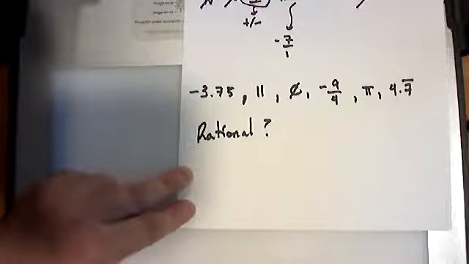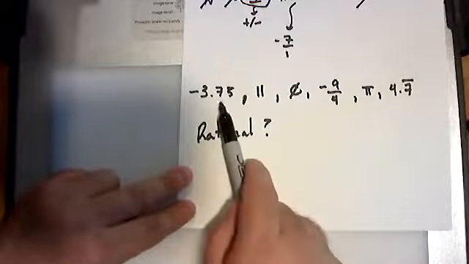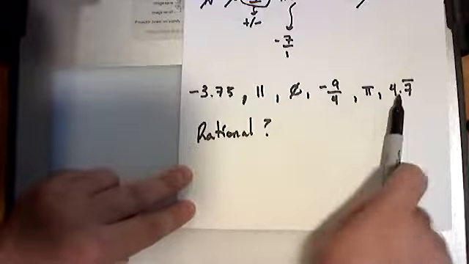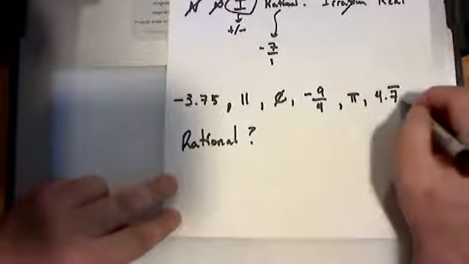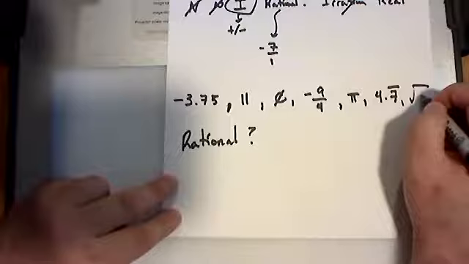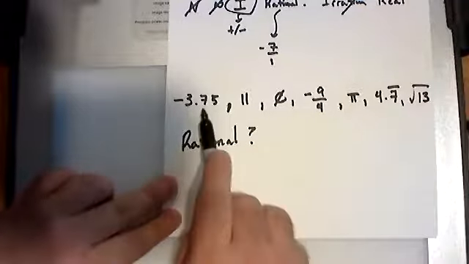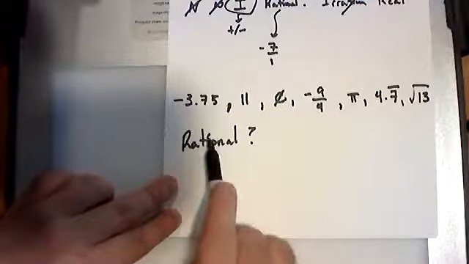So go through and think about each one. Is that rational? Why? Is that rational? Why? This one, this one, this one, this one. Are they rational? Why? Let's throw one more on there, actually. Let's do root 13, square root 13.